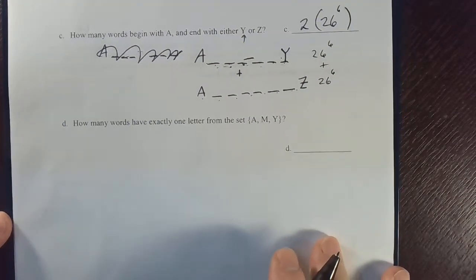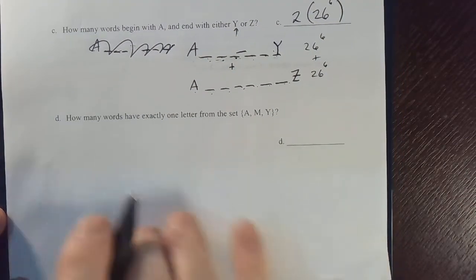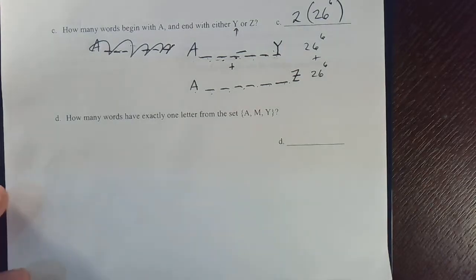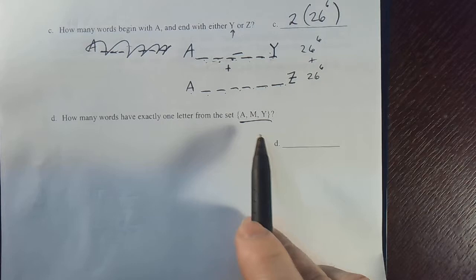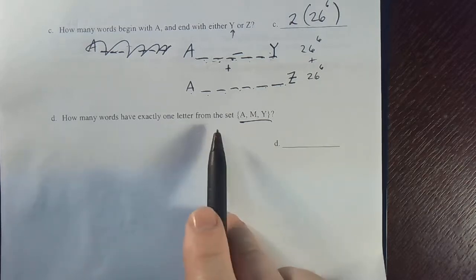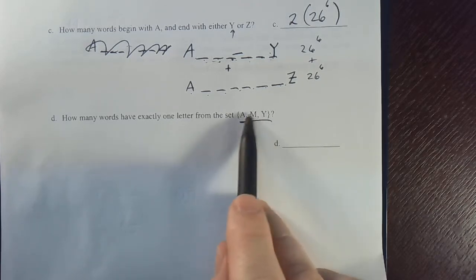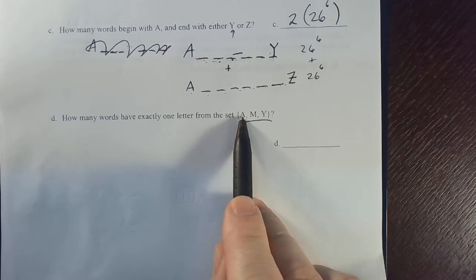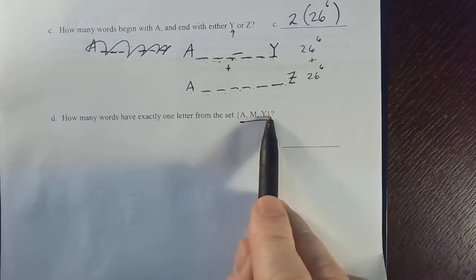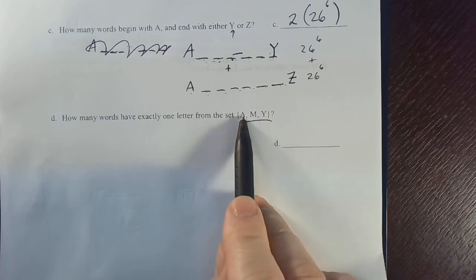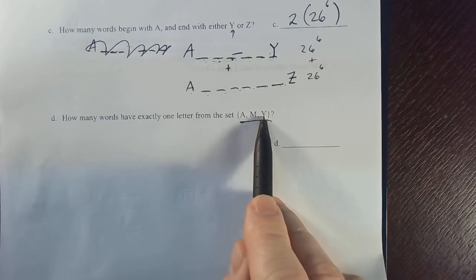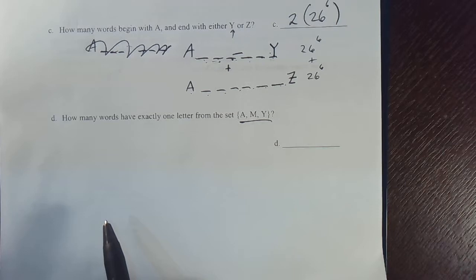All right, last one in this problem. How many words have exactly one letter from this set? So let's just think about what that means. If a word includes an A, it cannot have an M or a Y. If it has an M, it can't have an A or a Y. If it has a Y, it can't contain an A or M.